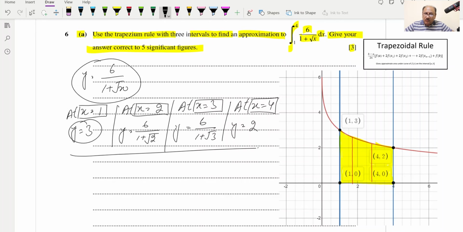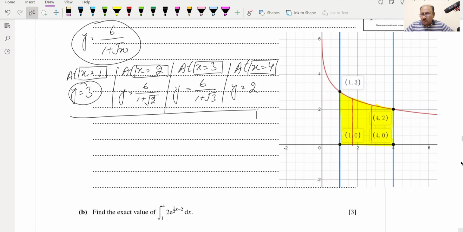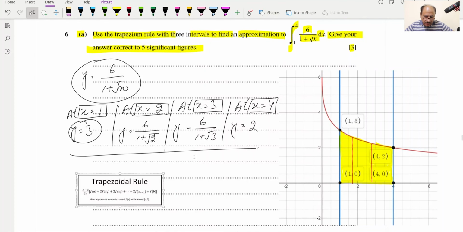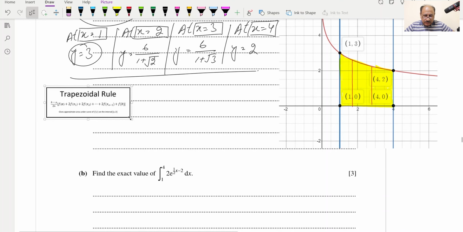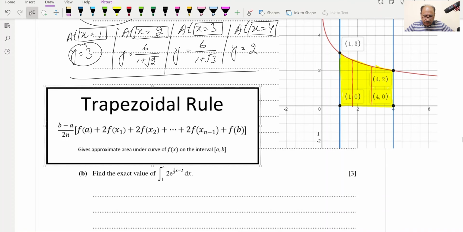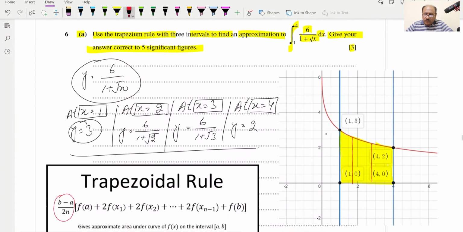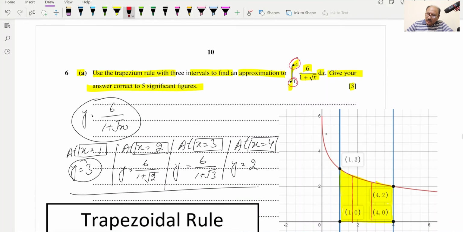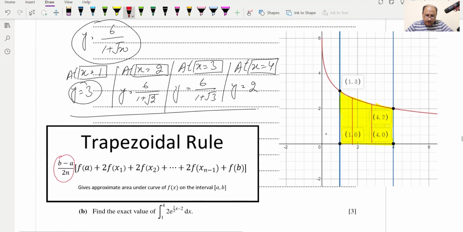After finding these values, now we know the trapezium rule. What is the trapezium rule? This is the trapezoidal rule or trapezium rule, it's the same thing. Now they are saying h is b minus a over 2n, where n is the number of portions in which we are dividing, like the number of strips. It will be 3 in our case. b minus a is the integral limits, which is 1 to 4. So b is the upper value, a is the lower value. So 4 minus 1. So we can find h, that will be what?